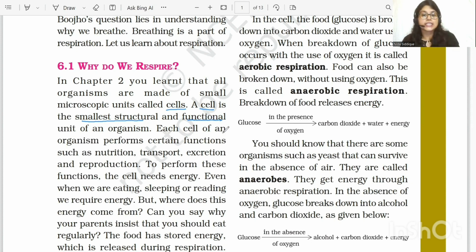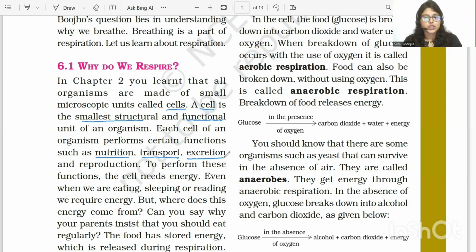Now, each of these cells of the organism is going to perform certain functions. Like, for example, they are going to perform nutrition. Nutrition matlab, it is a process by which the organism will take in the food, okay, and will derive energy from it. Next is transportation. So, हमारे body में जितने भी essential nutrients हैं, gases हैं, जैसे कि oxygen या जो भी waste है, वो हमारे पूरे body में transport होते हैं, okay? That is transportation, and usually blood transports it.